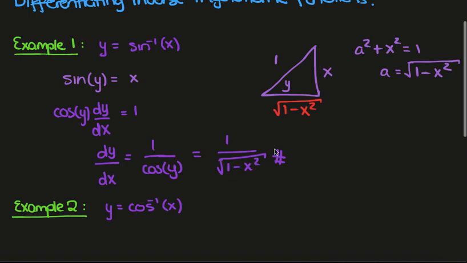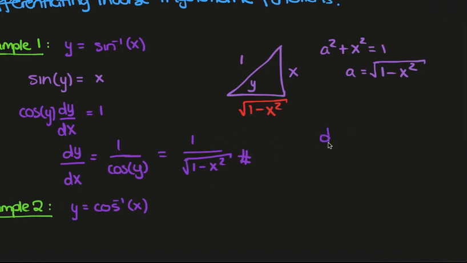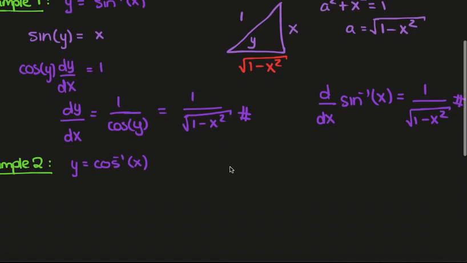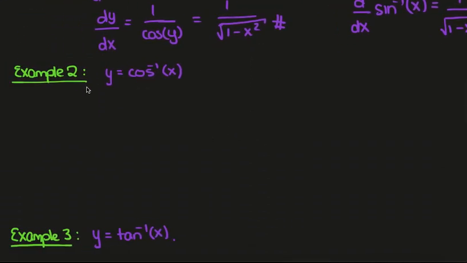So the formula in general is that d on dx of arcsin x is 1 over the square root of 1 minus x squared. Okay, so let's do the same thing for cosine.